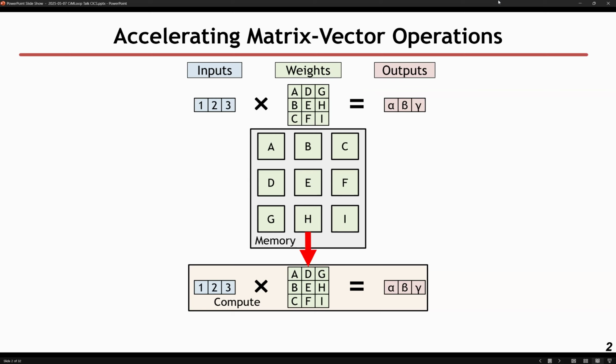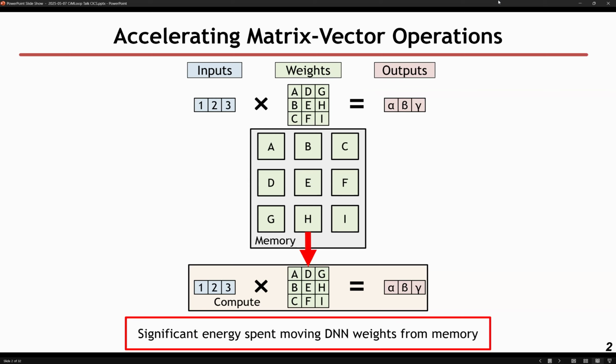There's a problem with this approach, however, and the problem is that you spend significant energy moving DNN weights from memory. This has actually been getting worse with modern LLMs, which are often doing many, many generations of tokens, and each generation they have to fetch their entire big weight tensor. So this is a growing problem as deep neural networks are getting bigger and more memory intensive.